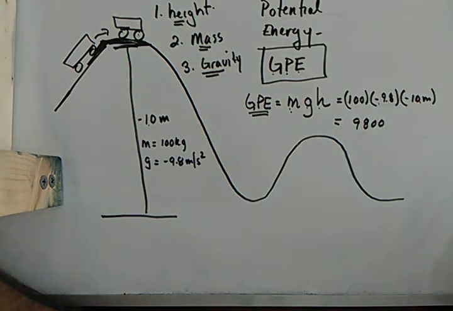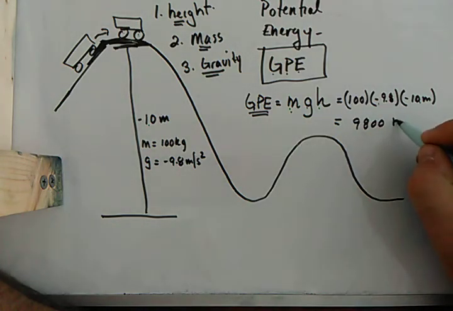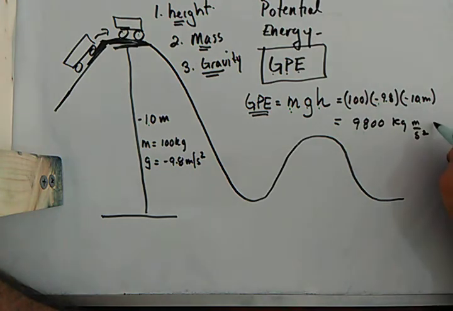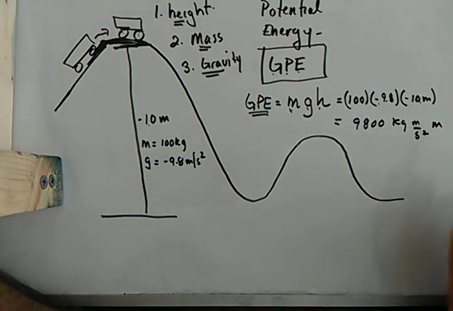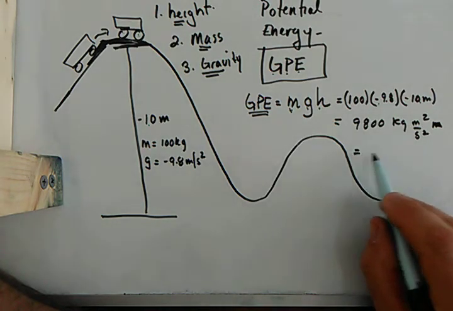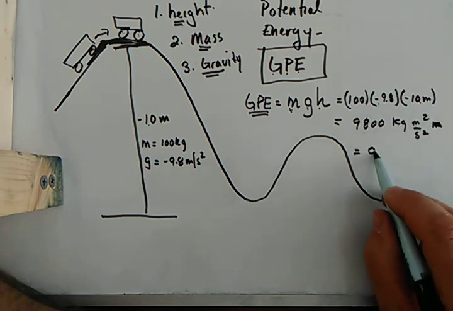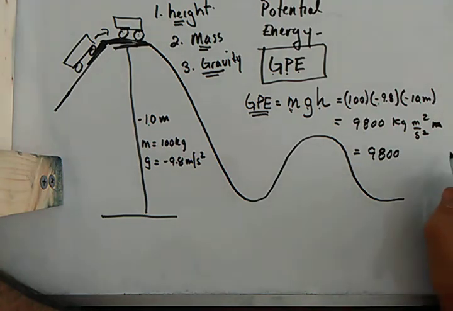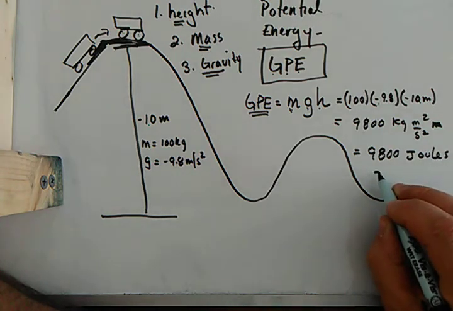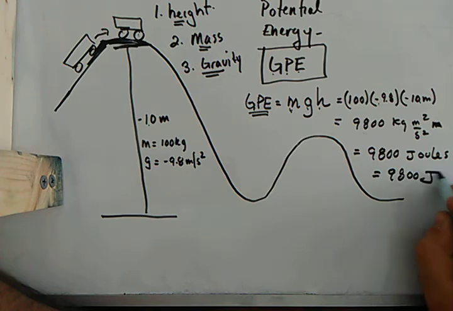My answer is 9,800, well, look, kilogram meters per second squared meters. Look at these units. Kilograms, meters per second squared, meters. So in reality, it's kilogram meters squared per second squared. I don't like those units. So what I'm going to do is change this weird little unit. We're going to call it a joule, after, yep, you guessed it, a scientist. So we're going to call it 9,800 joules, or 9,800 J.